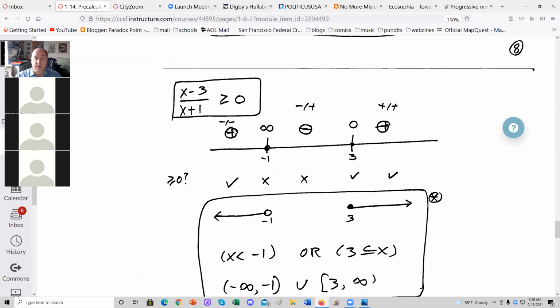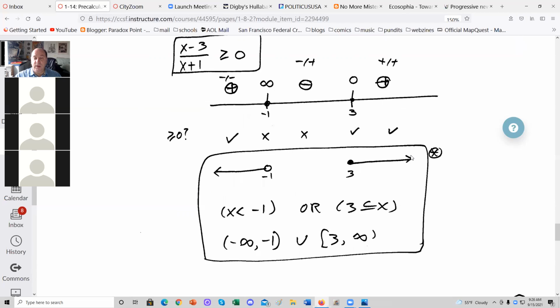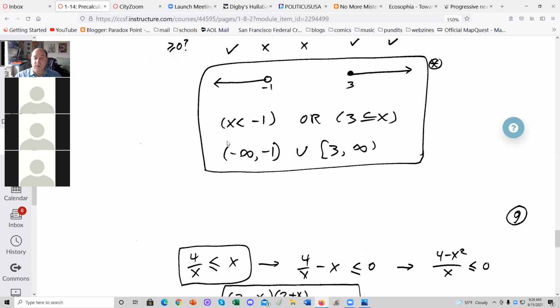And when is it greater than or equal to 0? Yes, here, below -1. Not here at -1, where it's infinity. Not here between -1 and 3, where it's negative. Yes, here at 3, where it's 0. And yes, here above 3, where it's positive. So the graph looks like this half line excluding -1, and this half line to the right of and including positive 3. So x is less than -1, or 3 is less than or equal to x. It's denoted by this union of intervals, minus infinity to -1 round bracket, union square bracket, 3 to infinity.